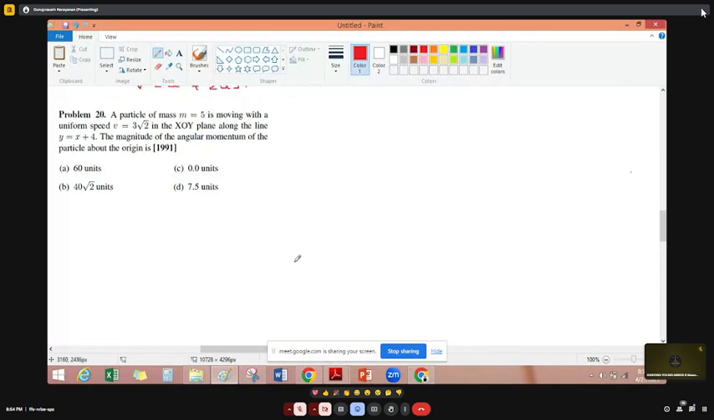A particle of mass is moving with a uniform speed along the line. Find the magnitude of the angular momentum of the particle. So this is an important type of problem, so listen carefully. If I take any point, let's say in this case they said origin, y is equal to x plus 4 means the line is going to be like this, because 4 is the y intersection. So the particle is moving in this line, the velocity v, the mass m.